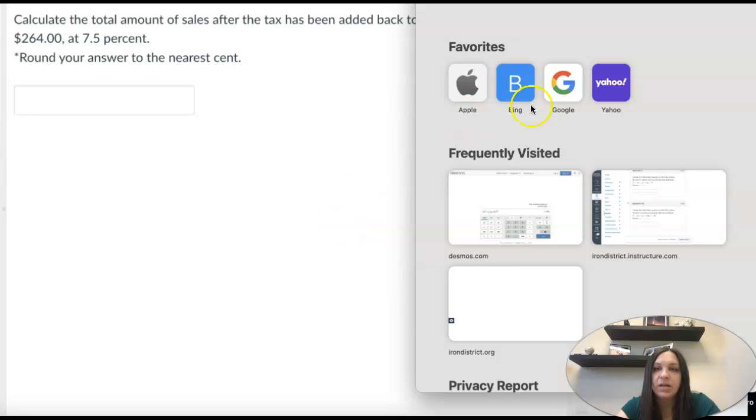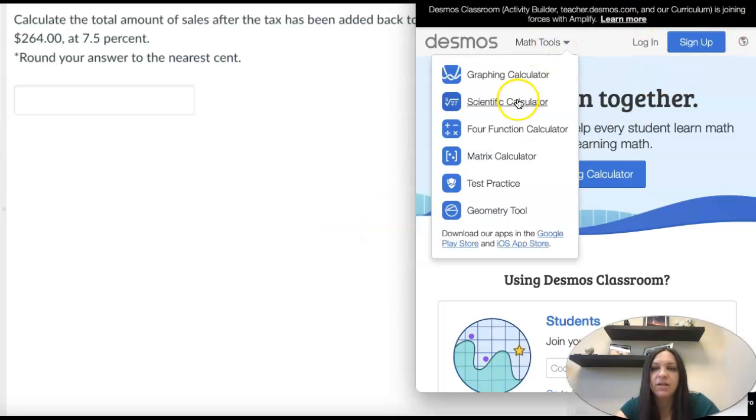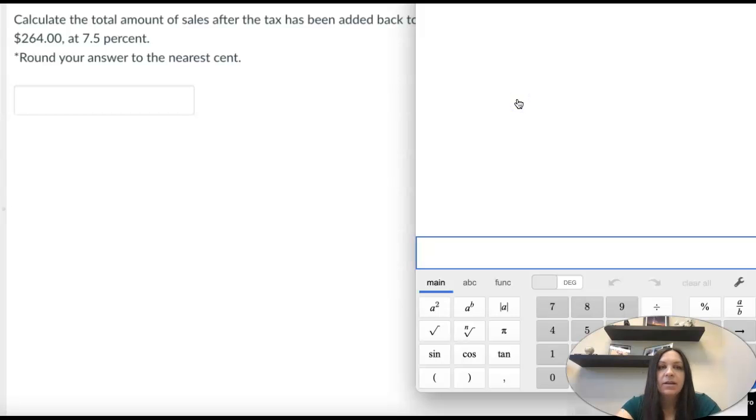I'm going to open Desmos and use scientific. And I want 7.5% of 264. Okay, so the sales tax is $19.80, and it's asking us what's the total amount we're going to pay. So we're going to add that tax amount to the value.